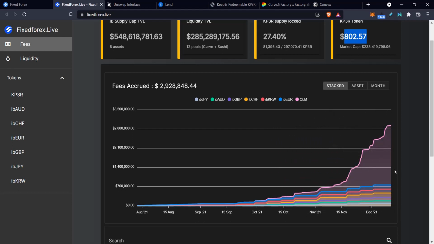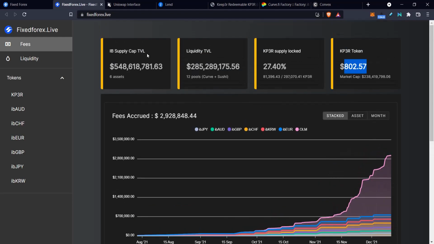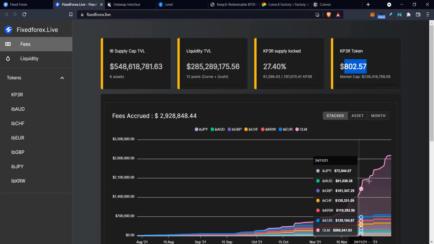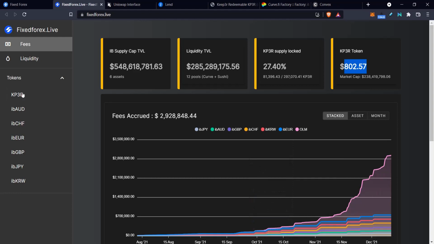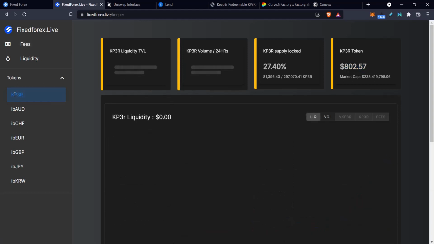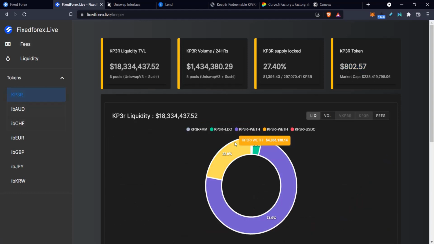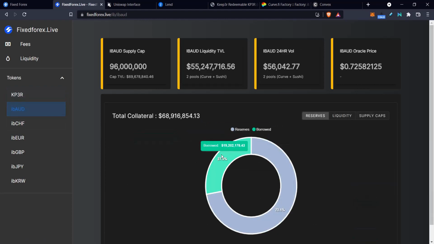So you can decide whether or not you want to lock some keeper tokens to get your share of these fees. And you can go to the specific token you like and see where all of these tokens are and where the positions are. As you can see, there are this many borrowed and this many in the reserve waiting to be minted or borrowed from the Iron Bank.